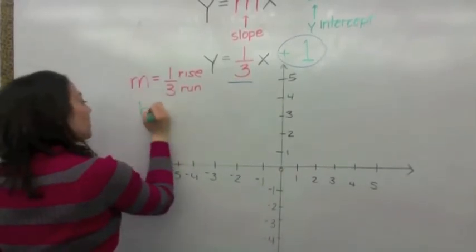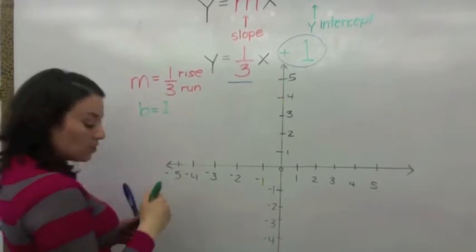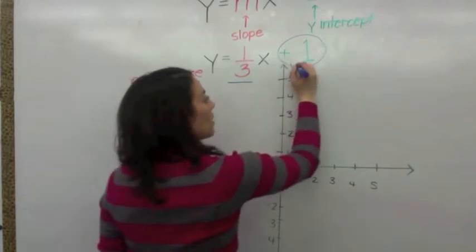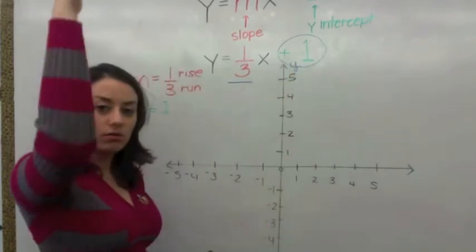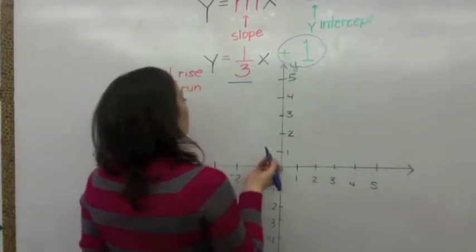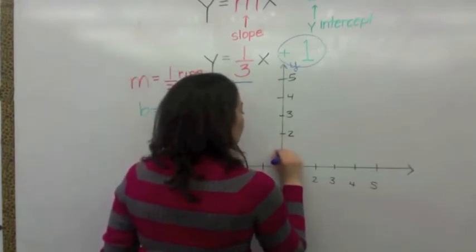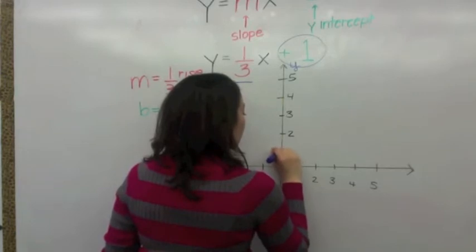B is the boyfriend, right? B is 1. So you start with 1 on the y-axis. Okay, the y-axis goes up and down. Which way does the y-axis go? Up and down. So you start with 1. Make your point. Everybody do that right now.